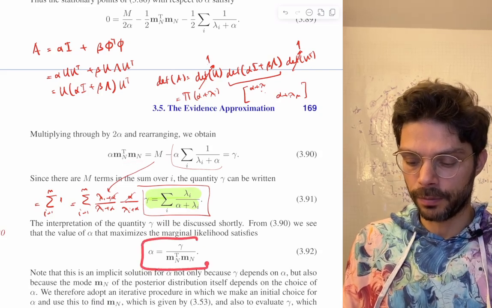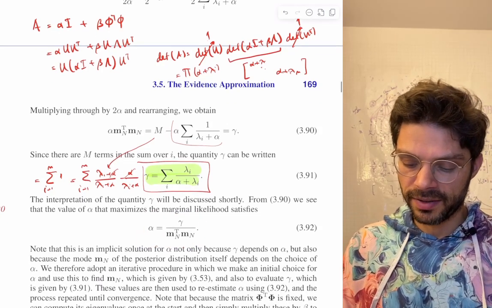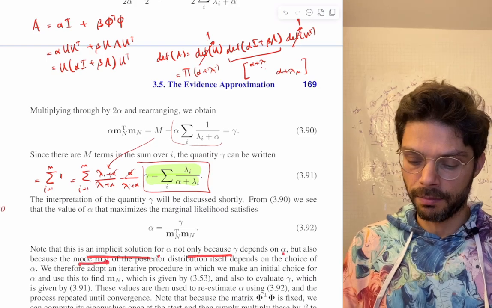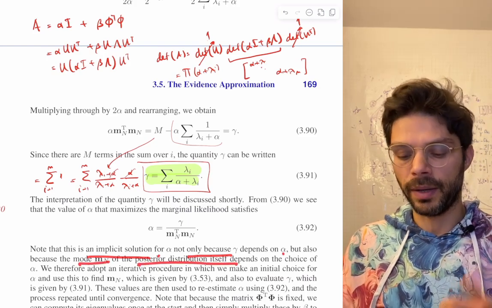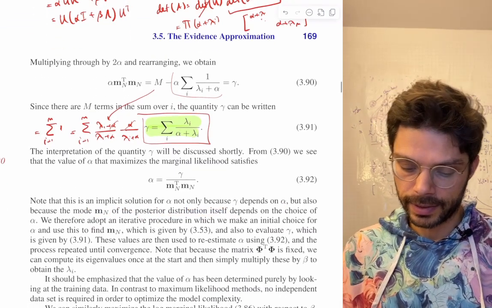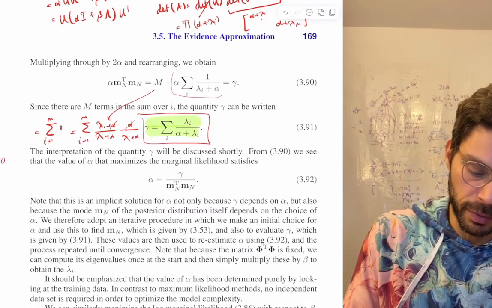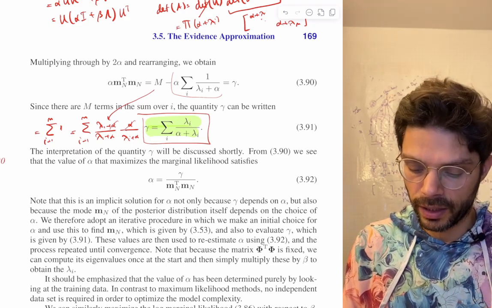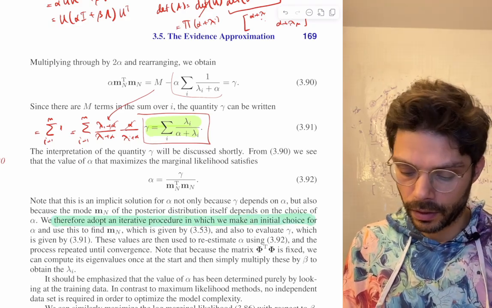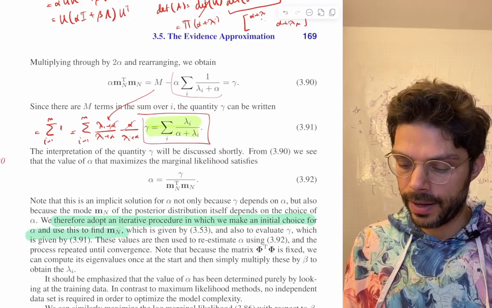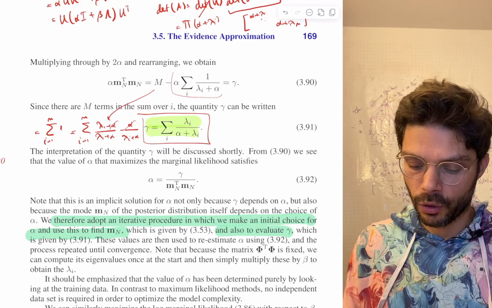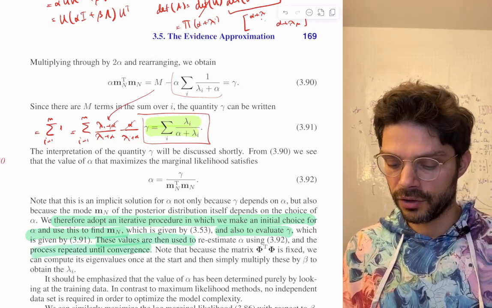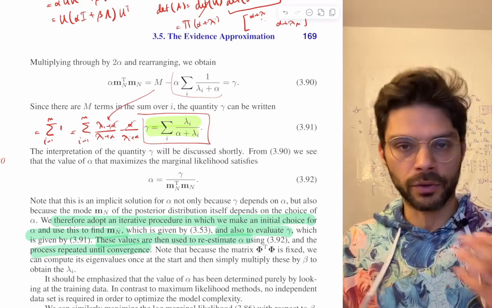So we've got this ratio. Now note that this is an implicit solution for alpha, not only because gamma depends on alpha, but also because the mode of the posterior distribution itself depends on the choice of alpha. So we talked about that. We therefore adopt an iterative procedure. This is a cool and important idea that you should have in your toolkit. Use it to find m_N, and also the value of gamma, which is repeated until convergence. So these values are used to re-estimate alpha, and then you just keep doing that.